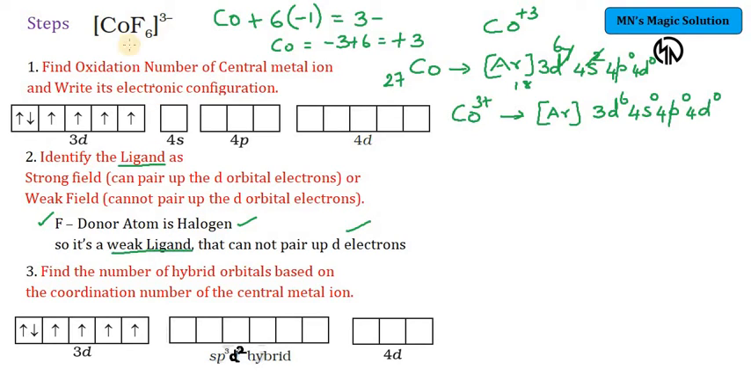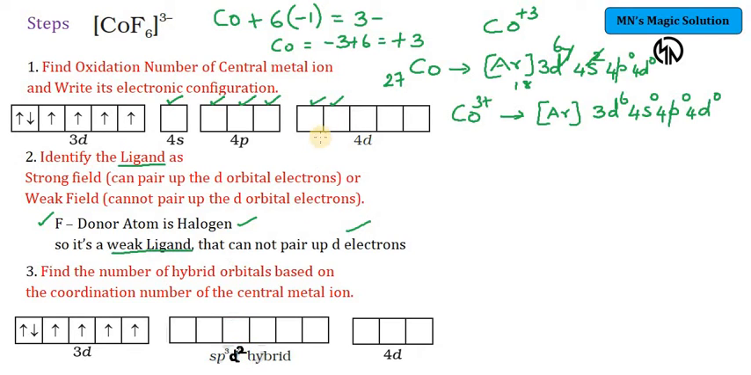Now, the 6 fluorine atoms, the ligands, have to give their pairs of electrons. So hybridized orbitals must be ready to accommodate 6 pairs of electrons. Can we start counting from here? 1, 2, 3, 4, 5, 6. So 1 from s, 3 from p and 2 from d. That is what we get here: s, p3, d2.